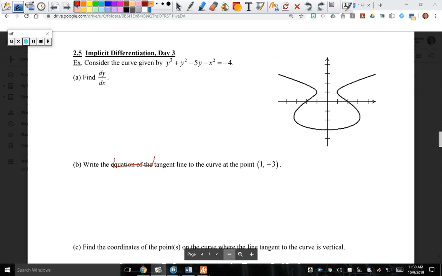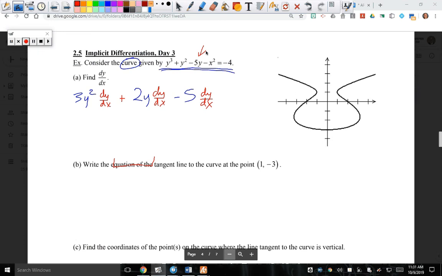All right, here we go. Consider the curve. So this is not a function. It does not have to pass the vertical line test. Consider the curve that you see here, and we're going to find dy/dx. So we have 3y squared, chain rule dy/dx, plus 2y, chain rule dy/dx, minus 5 dy/dx. And some people, it looks easy, but struggle with that.